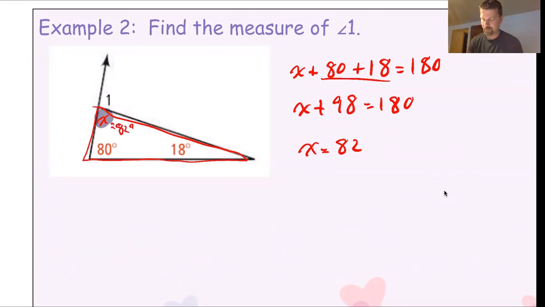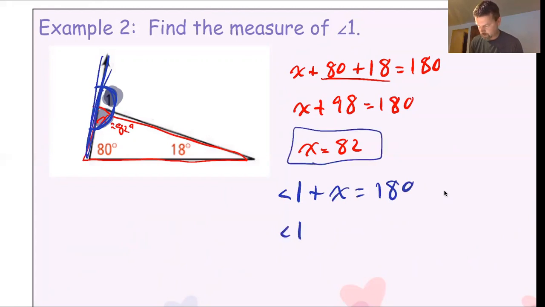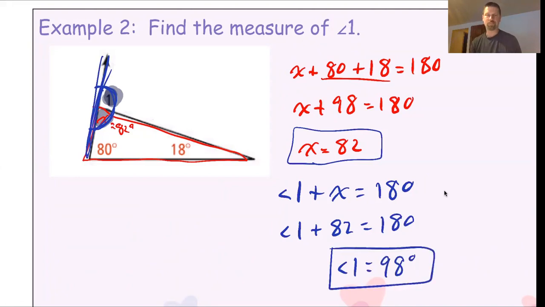If we find that, now we can find angle one, because I know these two angles together form a line. So angle one plus x is going to have to be 180, right? Because lines add up to 180. I found x right here. So angle one plus 82 has to be 180. Subtract 82 from both sides. Angle one is going to equal 98 degrees. Had to do that in a couple of steps. First, had to find that one missing angle in the corner right here. Once I found that, then we could find one.